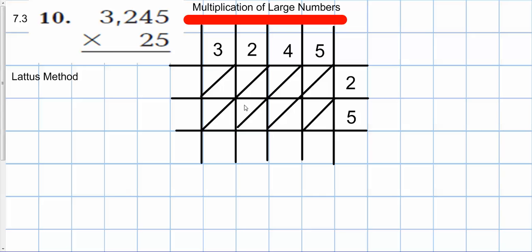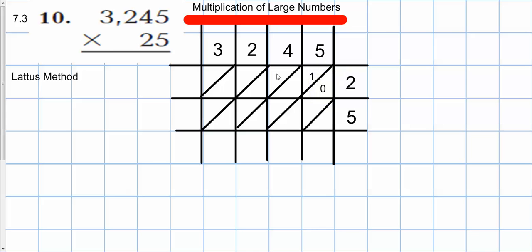So what the lattice method does is it just allows us to multiply two numbers together at a time. So here I'm multiplying through by 2. And on this row, I'm multiplying each of them by 5. So what is 5 times 2? 10. So you'll notice since I've got a double-digit number here, I've got to put each number in one half of the square.